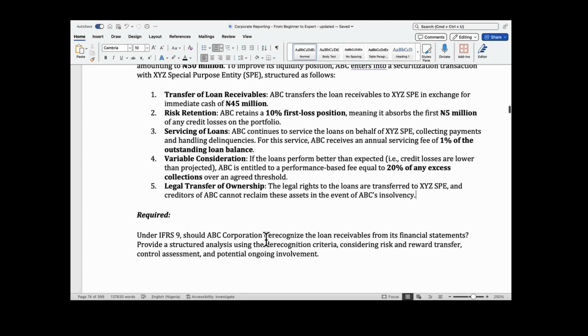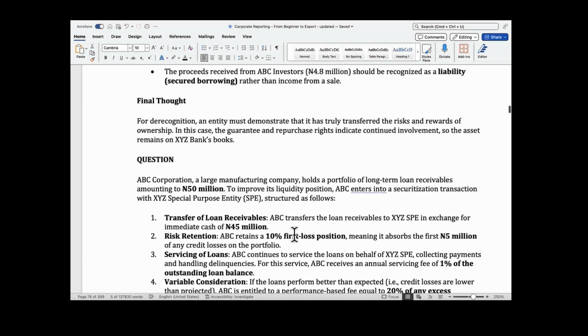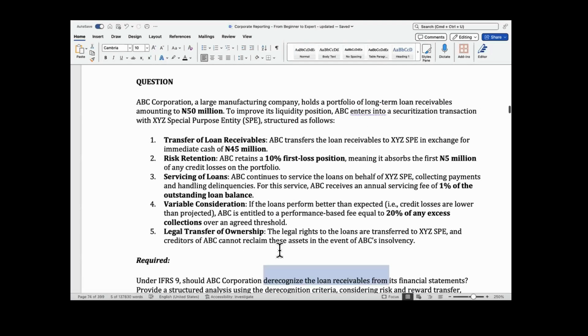So the question is asking us, should ABC derecognize the loan receivable? Don't forget, before we can derecognize a financial asset, because loan receivable is a financial asset, it must meet two criteria. Number one, contractual right to the cash flow must have expired. Number two, the substantial risk and reward attributable to ownership of the financial assets must have been transferred. So let's see.